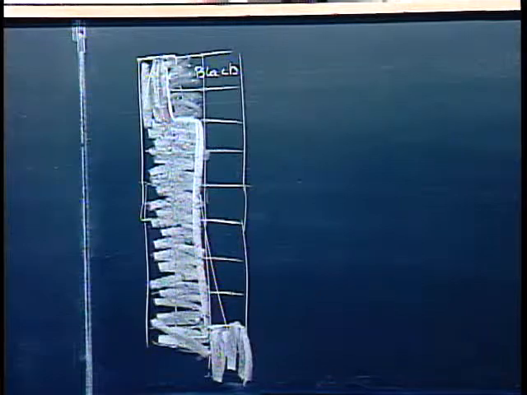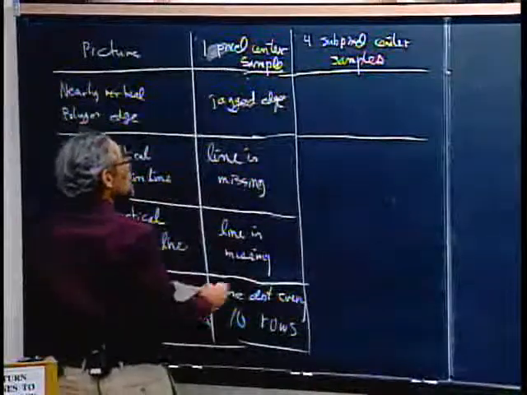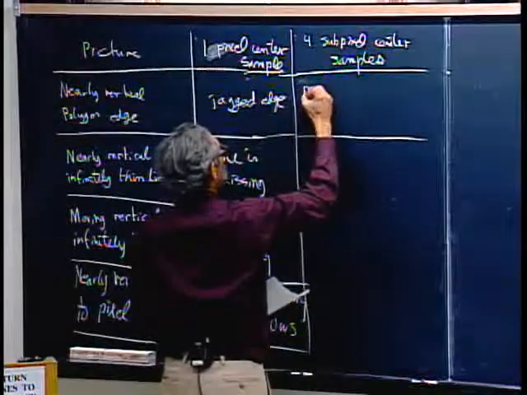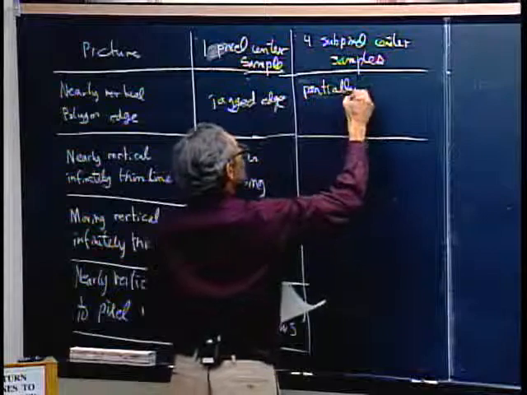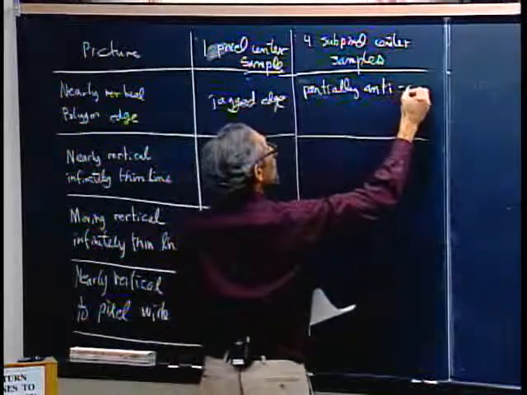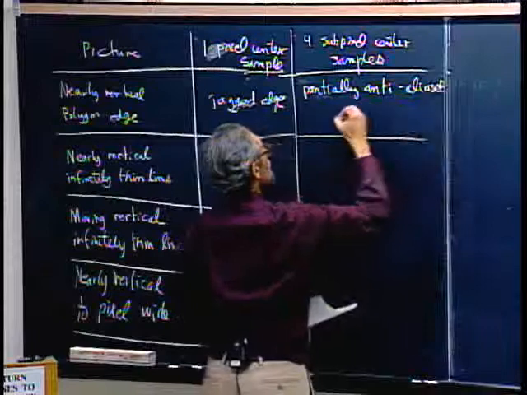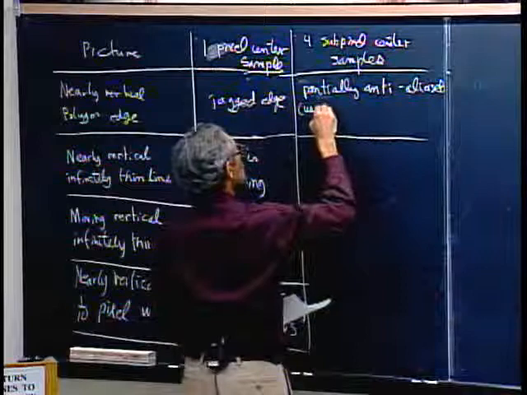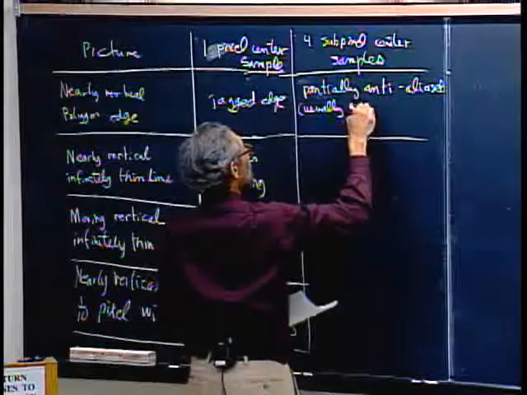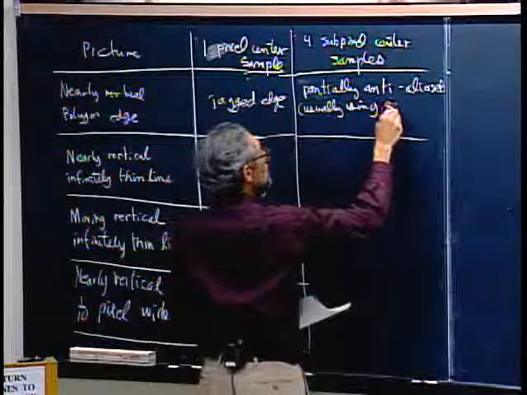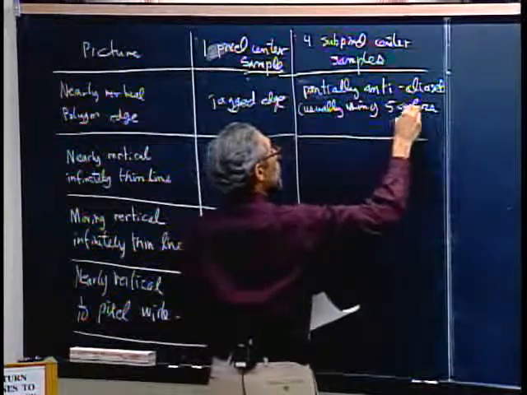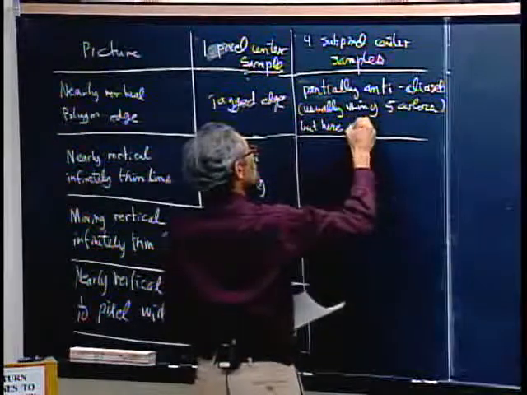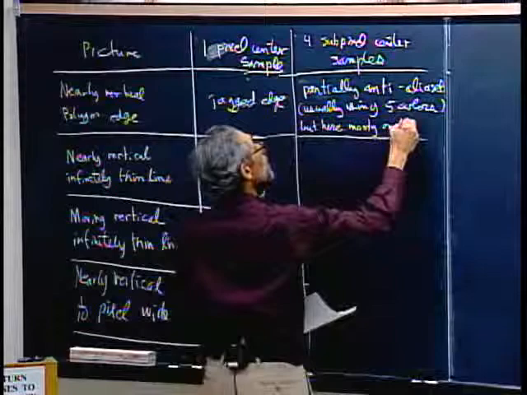So how shall I say it? In general, we'll have an anti-aliased, I'll call it partially anti-aliased edge. Usually using the 5 colors with the fractions, but with this almost vertical edge, here mostly only 3.